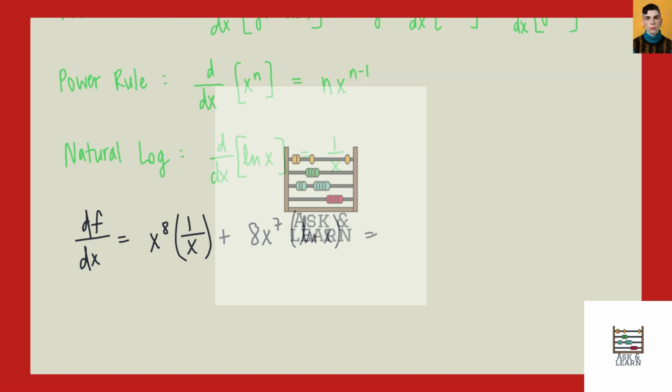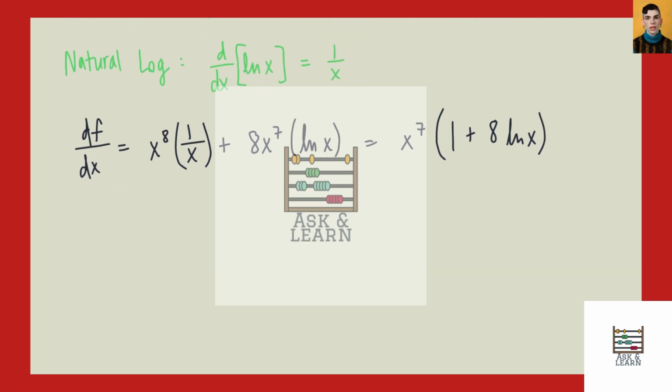I can simplify this a little bit to get x to the 8th power divided by x is just x to the 7th power. And I can factor that out to have x to the 7th times 1 plus 8 times natural log of x. Next, I will take the second derivative. I get that by just taking the derivative of the first derivative.